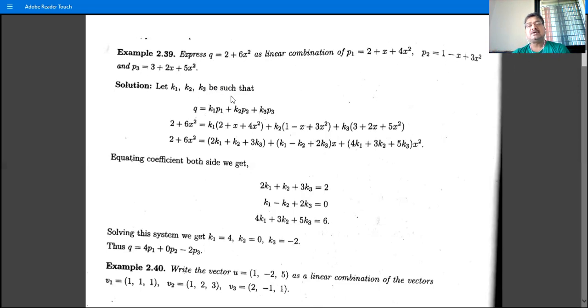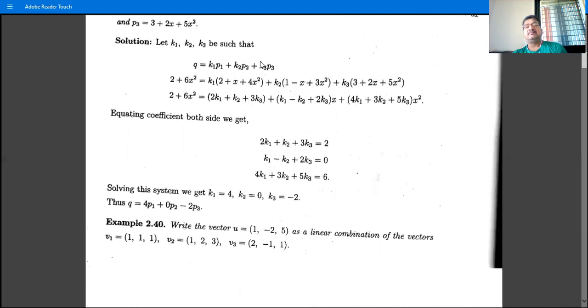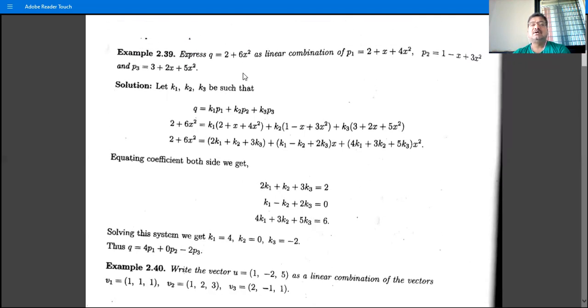Like the same procedure as in R3 here. We have to express this q as a linear combination of p1, p2, p3, and therefore let k1, k2, k3 be scalars such that q is equal to k1 p1 plus k2 p2 plus k3 p3. Now we have to find the values of k1, k2, k3. If these values exist, then we say that q is a linear combination of p1, p2, p3. If k1, k2, k3 do not exist, then q is not a linear combination of p1, p2, p3.